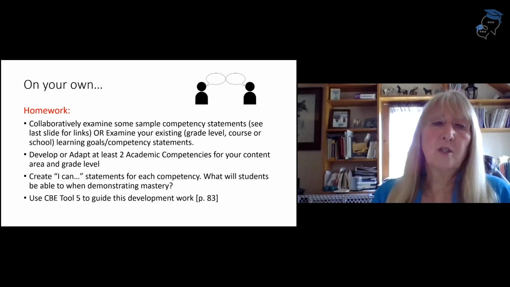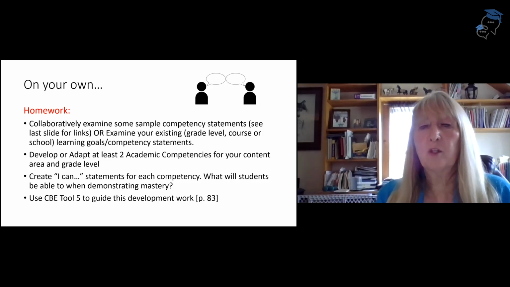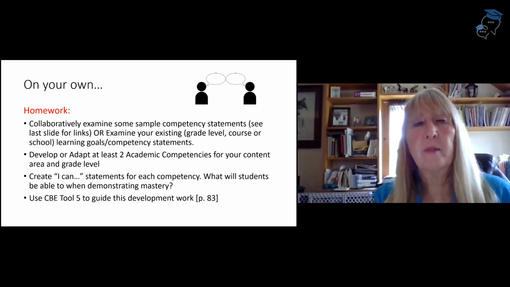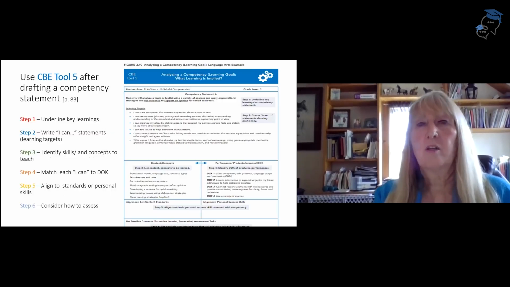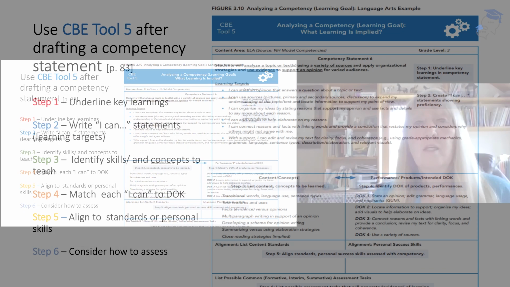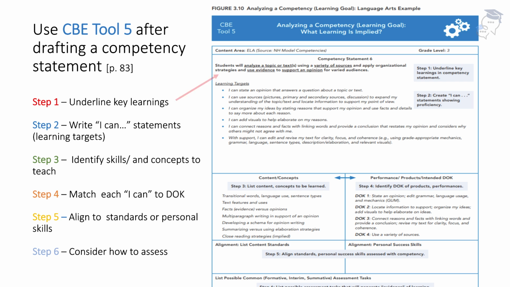You can use CBE Tool 5 to help you with this work, and that is on page 83. It looks like this. Step 1 is, after you write a competency, underline what the key learnings are. Again, I've tried to show you a similar example throughout. I would underline, analyze a topic, use a variety of sources, use evidence, support an opinion. So those are key learnings. From those key learnings, then I write my I can statements. Kid-friendly statements. What can students do?